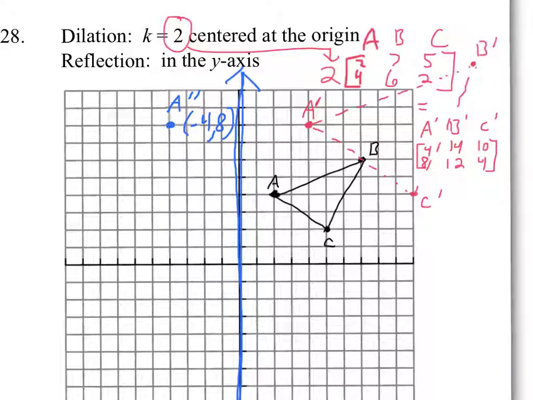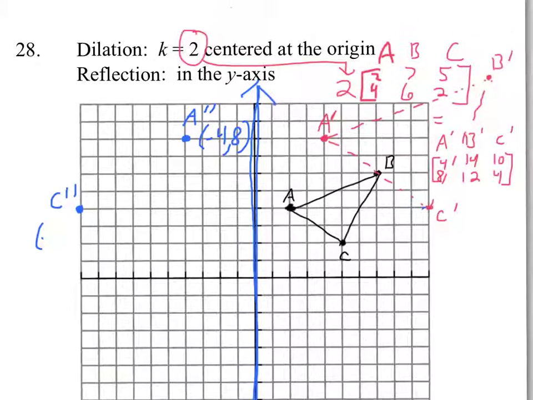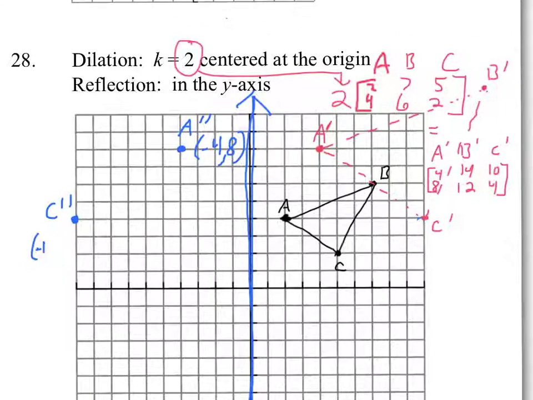Okay, let's do C next. I'll save the harder one for last. C, and let's see here, C is 10 units away. So we have to count 10 units the other way. So that's going to end up right here. That's C double prime. So that would be at -10. So C is at -10, 4.